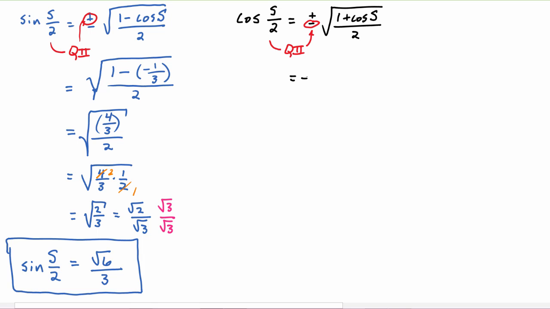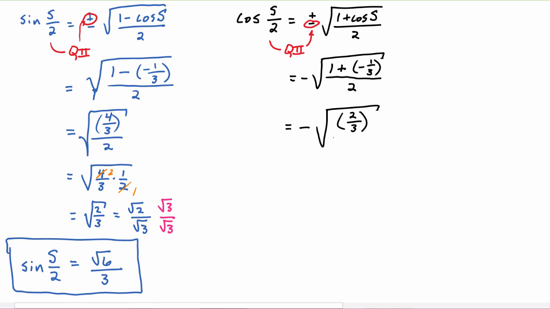So this will equal negative square root of 1 plus, we've already said the cosine of s is -1/3, and we put that whole thing over 2. This will equal negative square root. In the numerator, we have 3 over 3 minus 1 over 3, which is going to be 2 over 3. In the denominator, we have that 2 still.